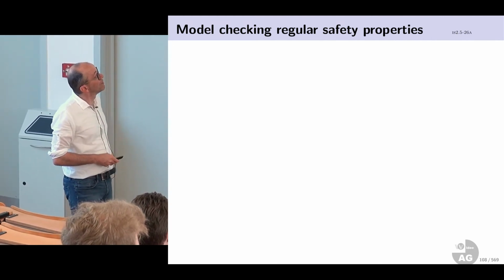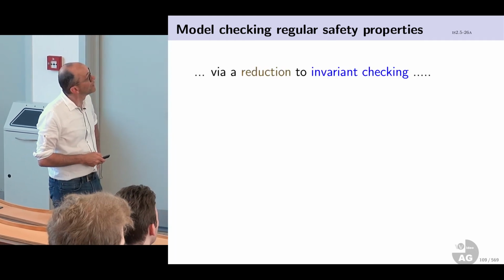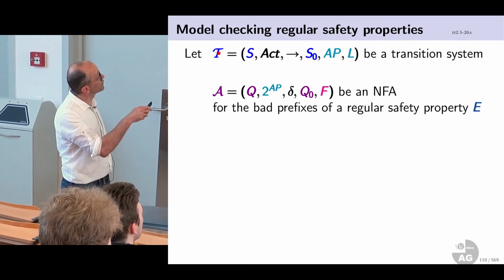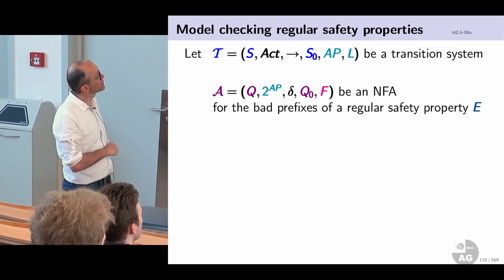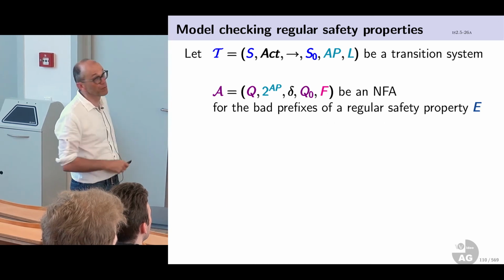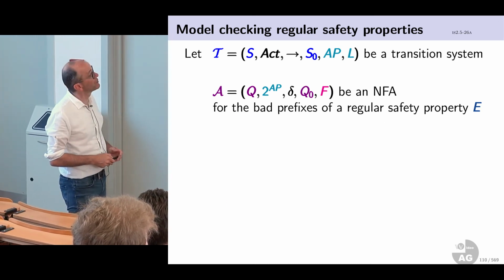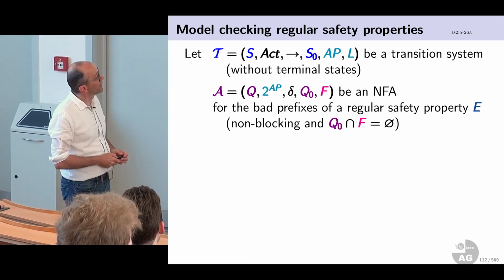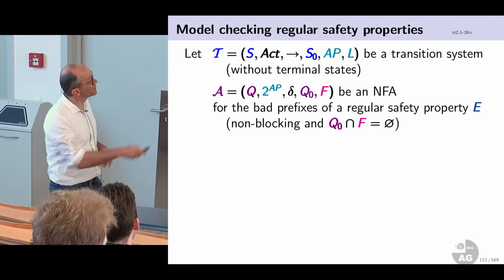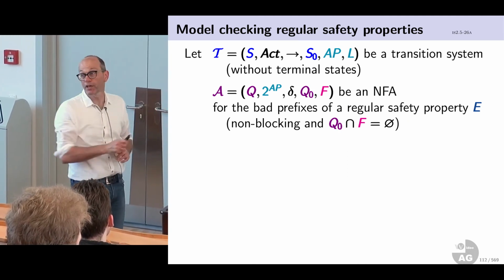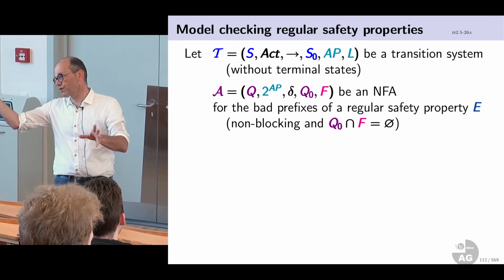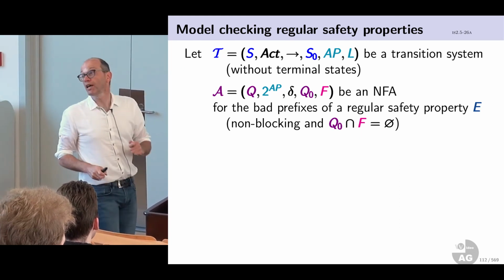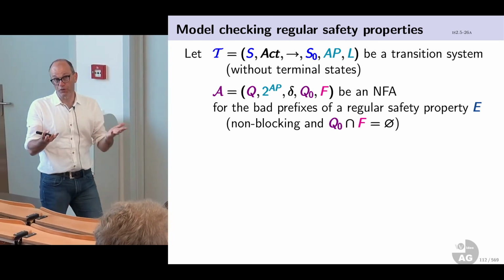So now I get to the model checking of regular safety properties, and we're going to reduce this to invariant checking. So I'm going to assume that I have a transition system T, a finite transition system, and we have this bad prefix automaton A for some regular safety property E. And I'm going to assume that this has no terminal states, and I'm going to assume, without loss of generality, that this non-deterministic finite state machine is non-blocking. Remember, if it's blocking, I can transform it into something which is equivalent but non-blocking. And I'm going to assume it does not accept the empty word. Yeah? Because of the reason I mentioned before.